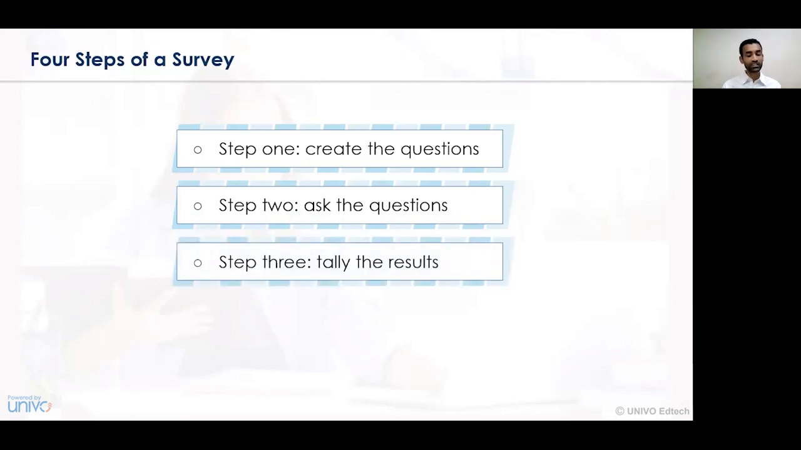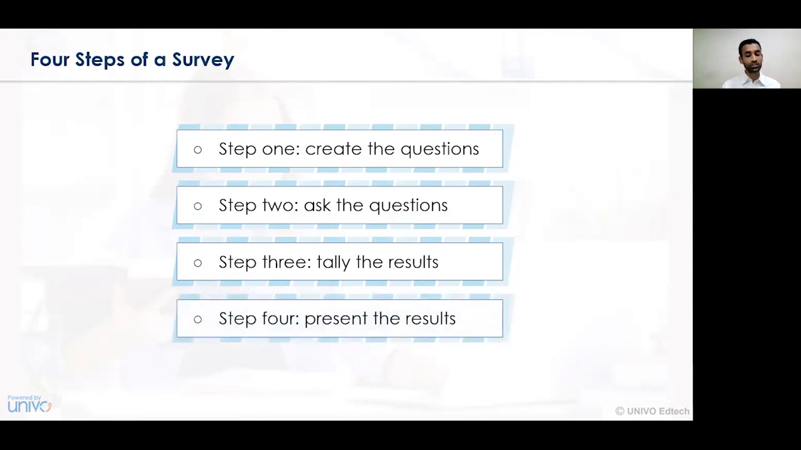The third step is tallying the results. On the basis of asking the questions, we need to prepare a tally mark of what responses the respondents have given, and what the various results are as part of the tally. And lastly, step number 4 is presenting the results. On the basis of various visualizations, bar diagrams, pie charts, histograms, and so on, we can present the results on various platforms.